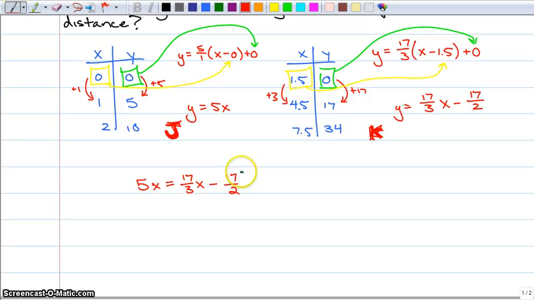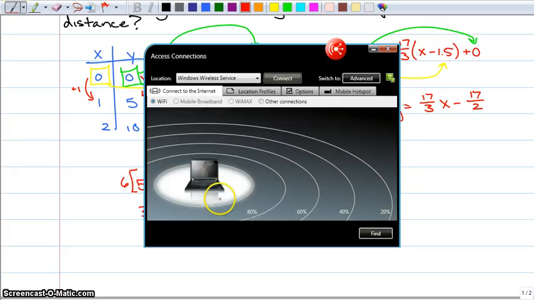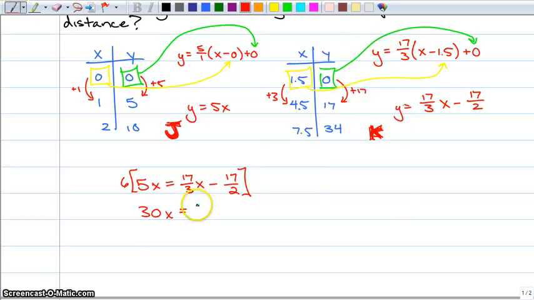Go ahead and use a 6 to multiply everything all together. That way you have no denominators at all. 30x equals 34x minus 51. Solving it all the way out, you end up with two answers. The first one says that x equals 51 over 4. And your second answer for y, you're taking your 51 over 4, plugging it in.